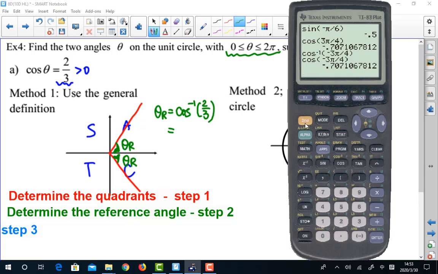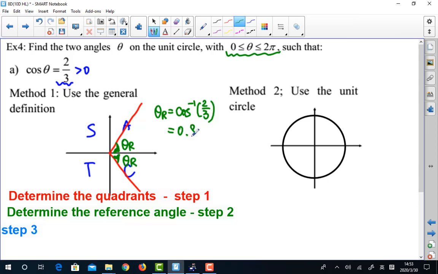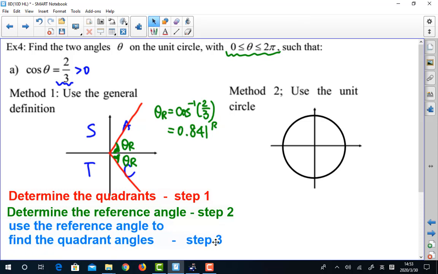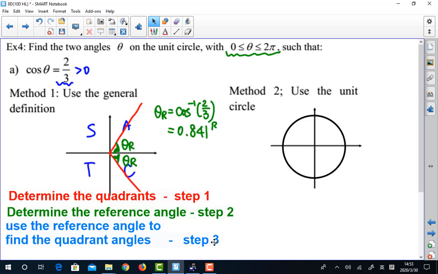Then we can find cosine inverse 2 divided by 3. Let's keep 3 sig figs. It's 0.841 radians for the reference angle. After I find the reference angle, what should I do with step 3? Use the reference angle to find the quadrant angles or rotation angles.